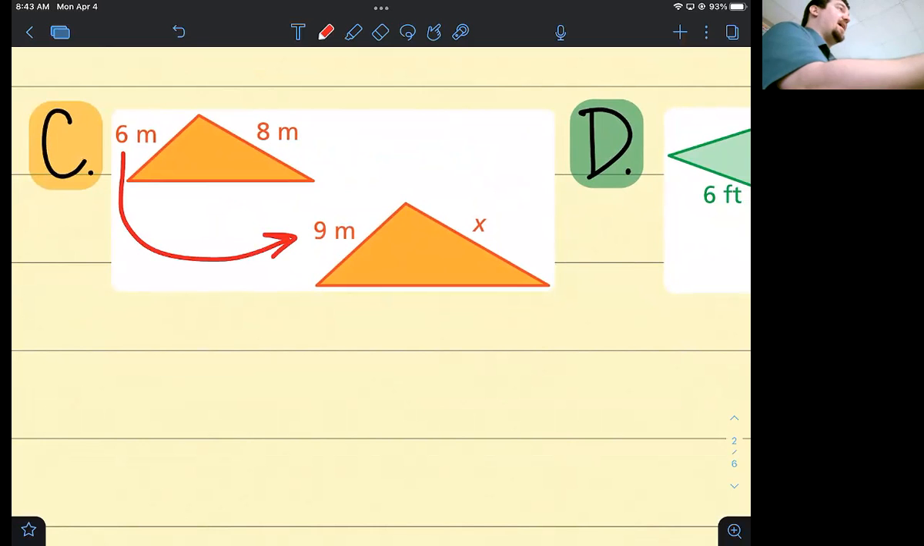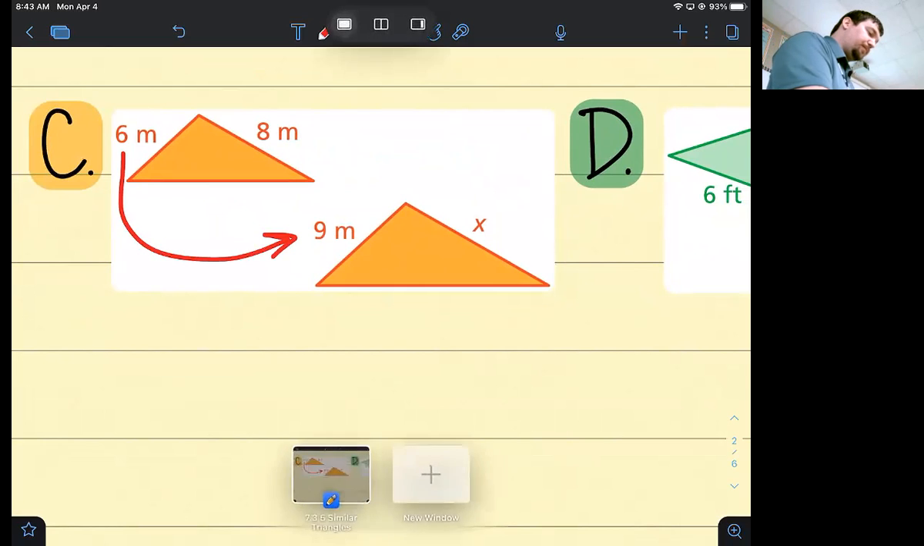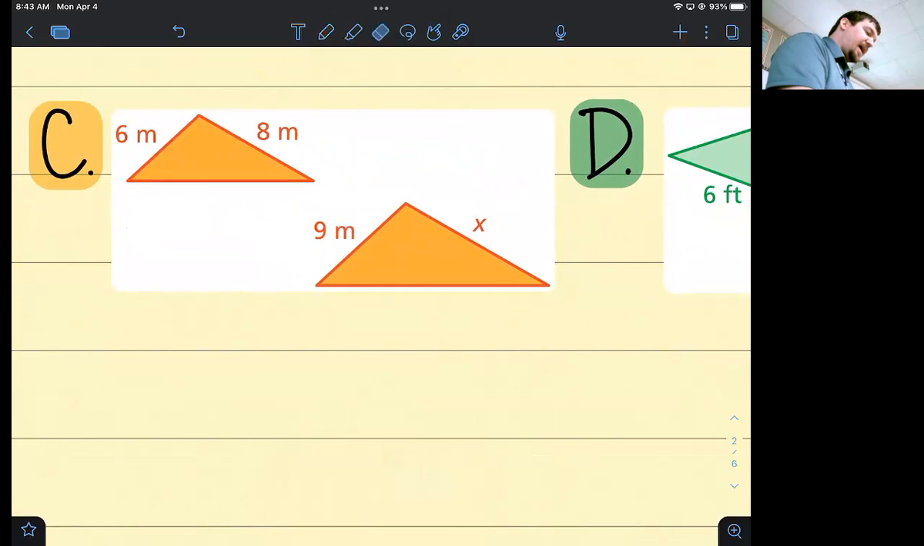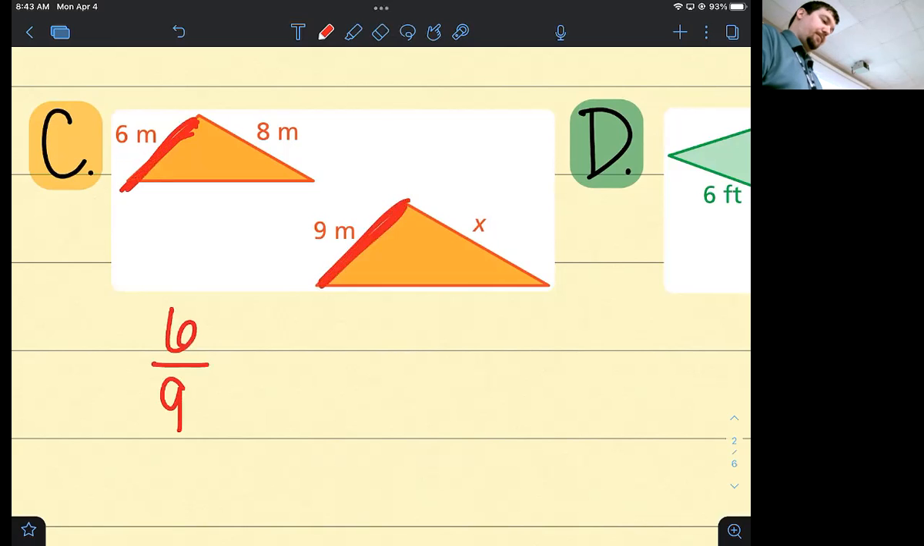It could have been a 0.5, right? It's not a whole number, I can tell you that. Okay, so here's what we're going to do. Instead of trying to figure that out, we're just going to say 6, I'm referring to this side right here, is to 9, that side right there.